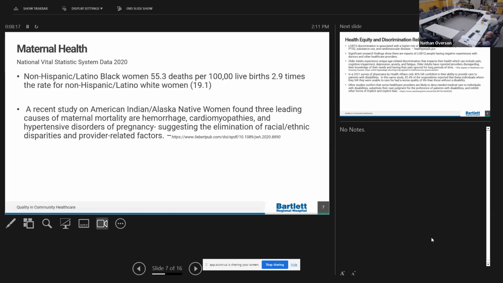Maternal health: this is also looking at how if you're non-white, you have a higher risk of mortality and other complications of birth. Again, another statistic that is pretty well studied. And then health equity, when you look at discrimination related to sex, age, and disability. Next slide, Nathan.